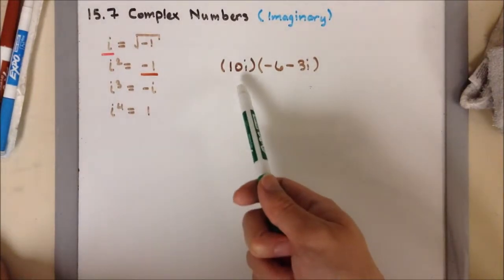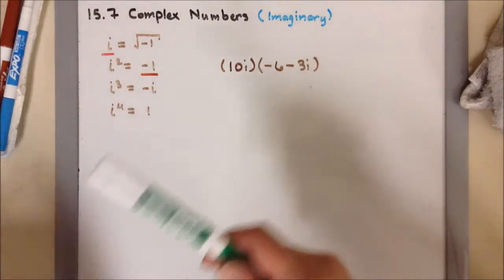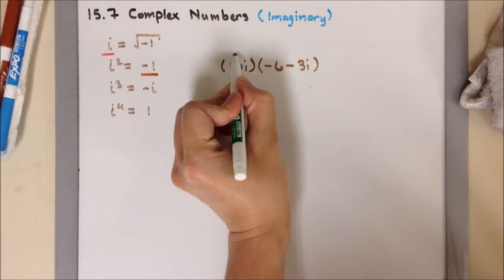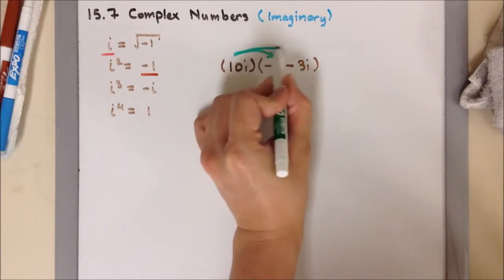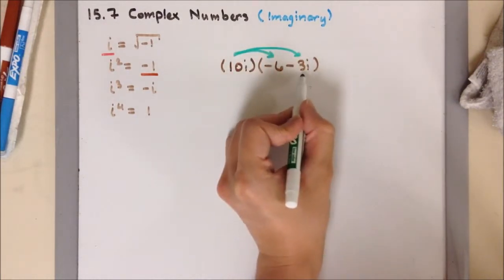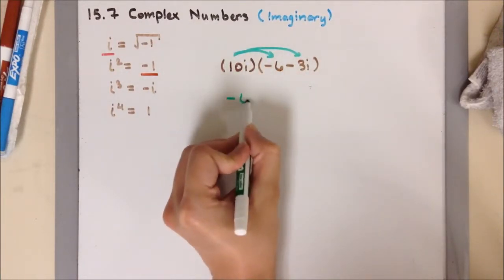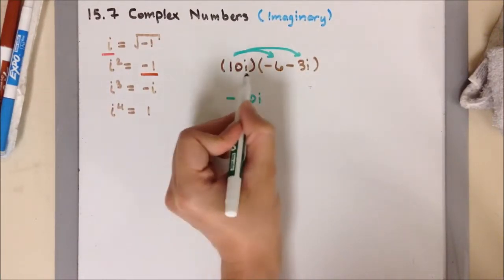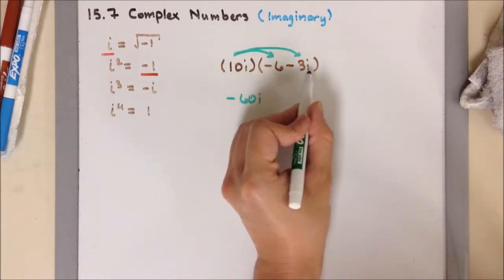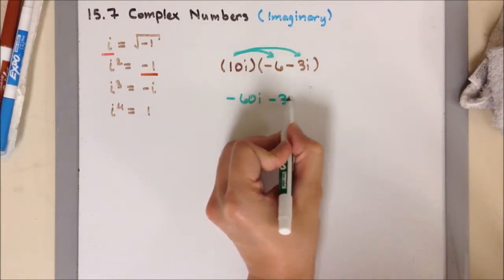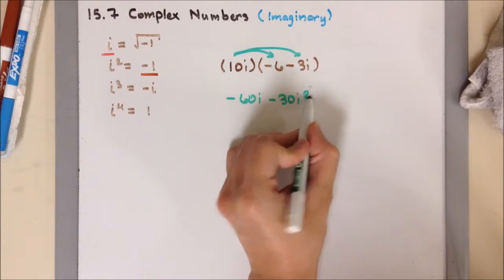In this example, we have 10i times -6 minus 3i. So I'm going to distribute my 10i to the -6 and minus 3i. 10i times -6 will be -60i. 10i times -3i will be -30i squared.